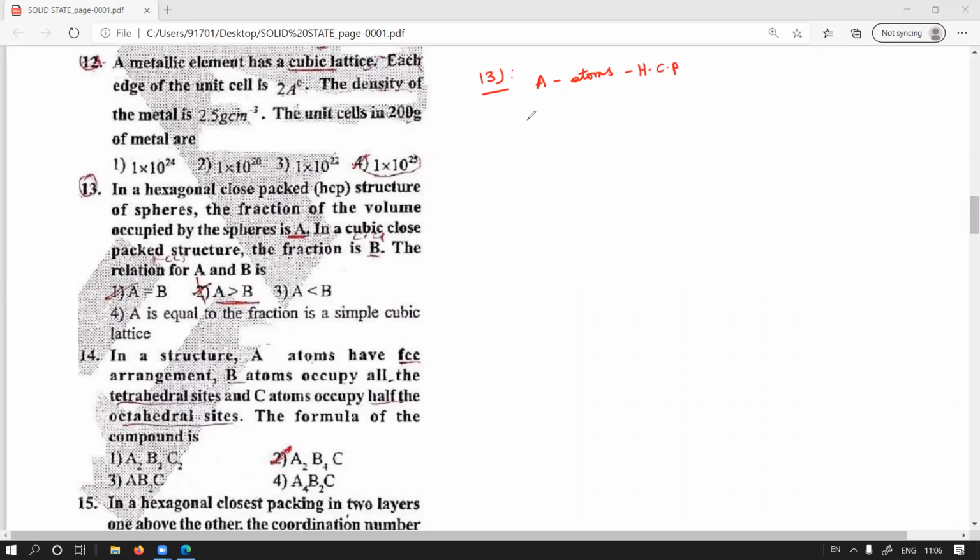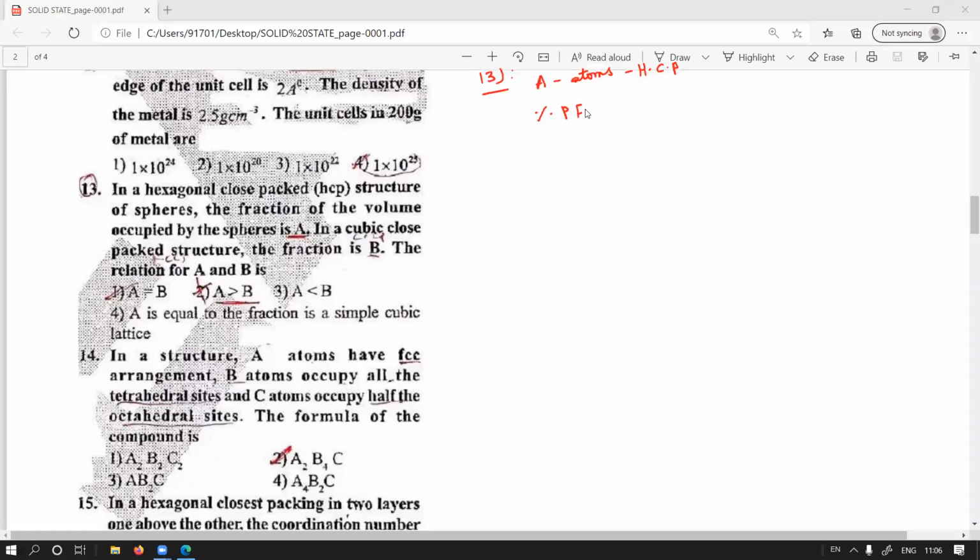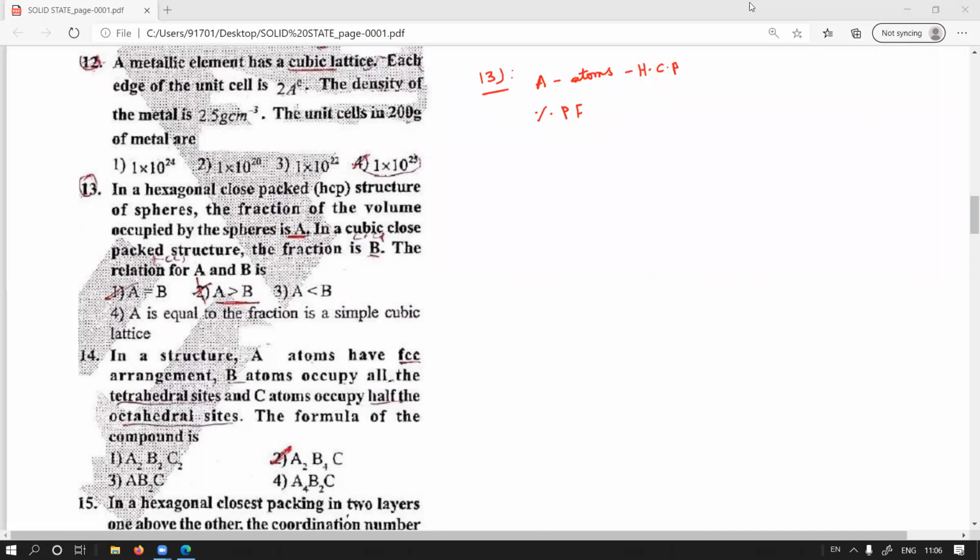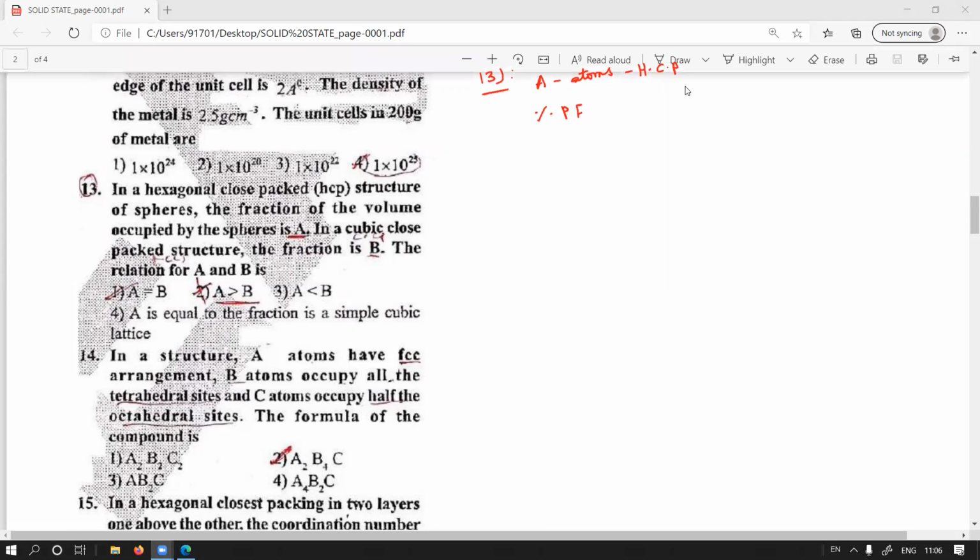Hexagonal close packing structure, its packing efficiency, percentage of packing efficiency is equal to how much? 74 percent. Packing efficiency is equal to 74 percent. Now, in a cubic close packing structure, B atoms are present in CCP, cubic close packing structure, or FCC, face centered cubic close packing structure. Their packing efficiency is equal to 74 percent.